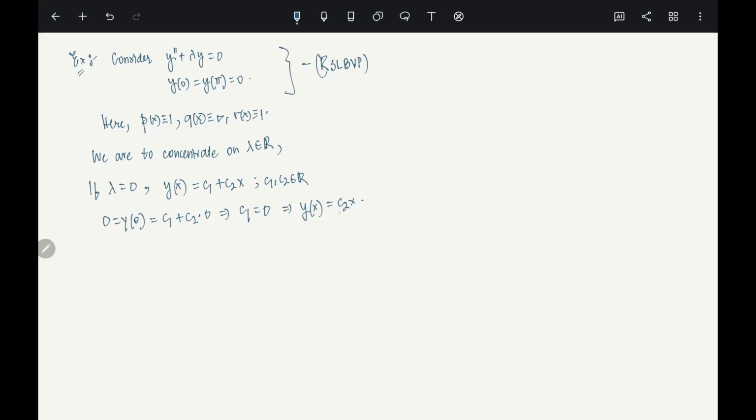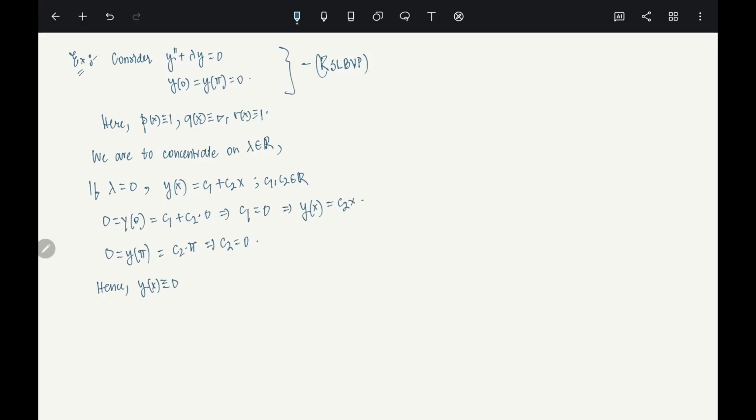Therefore what we have is y of x is c2 x. Now it also has to satisfy the other condition. So what is the other condition? 0 equals y at the point pi, right? Which is nothing but c2 times pi. So c2 times pi is 0. That will imply c2 has to be 0. Okay, hence c1 and c2 are 0. So y of x is identically 0. That is the only solution available.